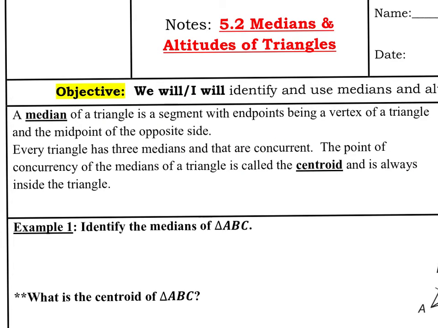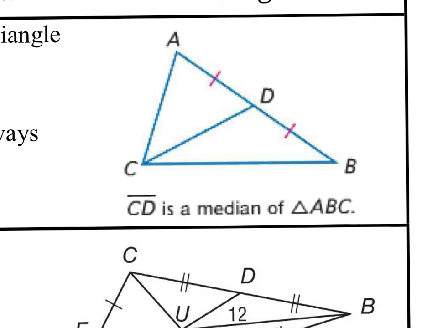Concurrent means that they are intersecting or meeting at that spot. So the point of concurrency of the medians of a triangle is called the centroid, and it is always inside the triangle. So in this example here, CD, see how it's coming from the vertex and then it's intersecting with one of the sides of the triangle. So CD is a median of triangle ABC, and therefore point D is a midpoint of AB, so it's creating two congruent line segments, AD and DB.